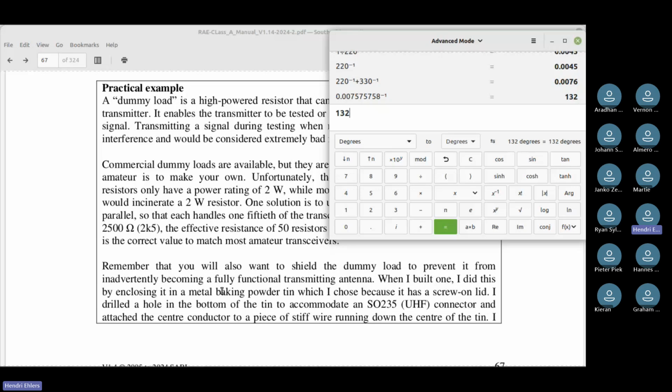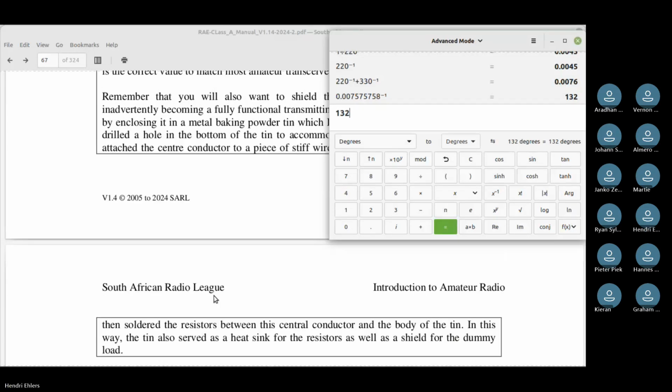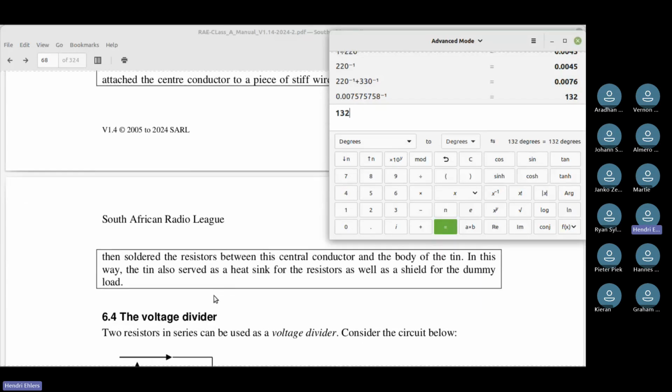Yeah, some guys put it in a baking powder tin with arc welding oil, and there are many ways to build this thing. You get some of them that are very high power. I've seen one that's I think 3 kilowatts, and I think you get bigger ones than that. So it's a huge tin of oil with resistors inside. Right.